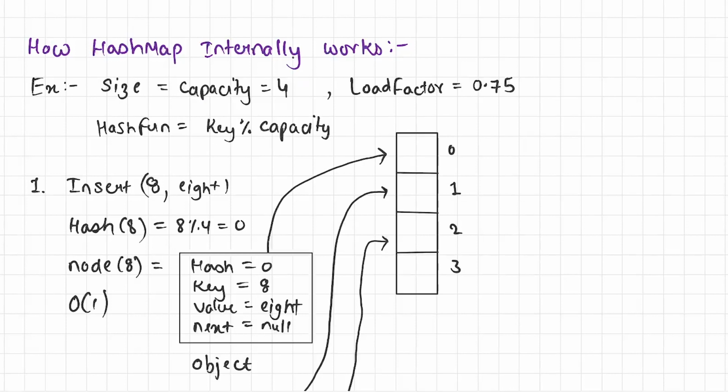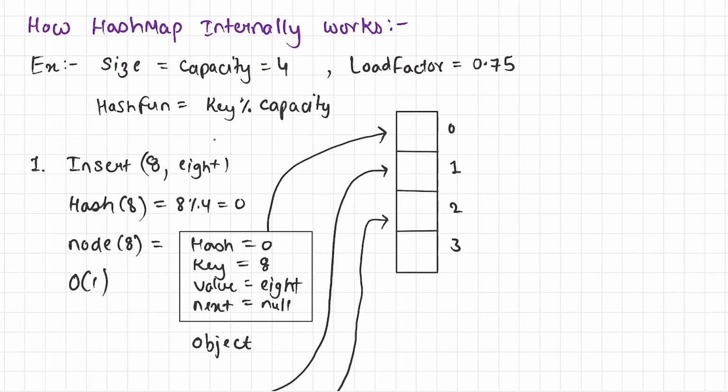Okay, but remember, in Java the default capacity of HashMap is 16 and the default load factor is 0.75. That is the same as what we have taken here. Now our array is ready and the size of the array is 4. Our hash function is ready and the load factor is 0.75.